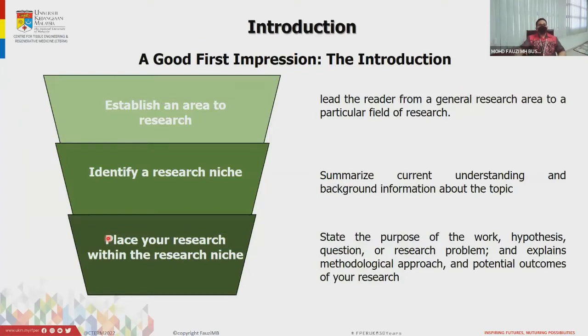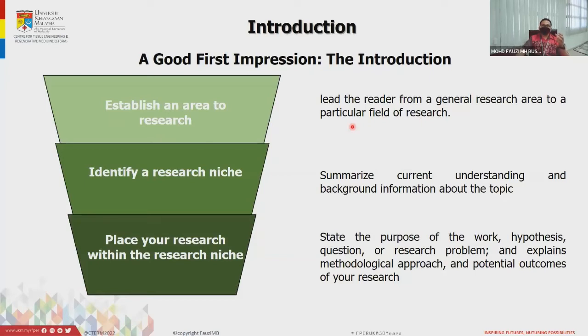So we go to the introduction. Most of the time, the introduction goes from the broader perspective to your focus area, your aim of study, and the specific parameter that you want to check, your hypothesis and the objective for the paper. So how to write that? Please establish an area of research for the reader. Lead the reader from a general research area to a particular field of research.